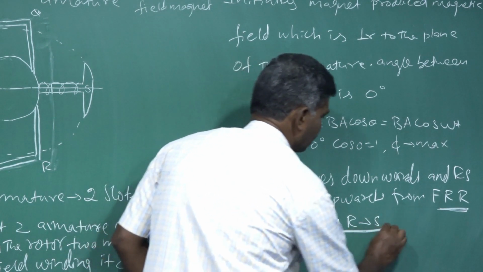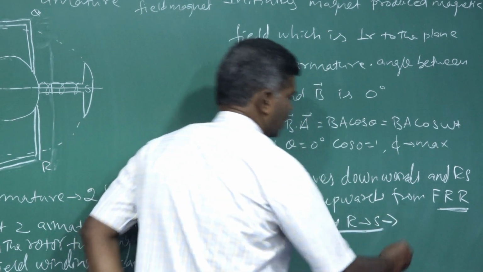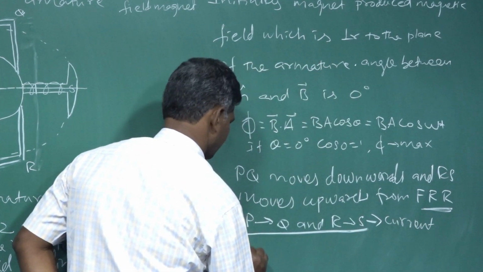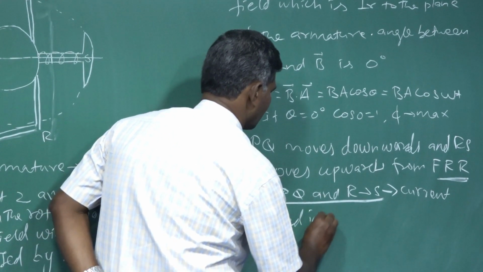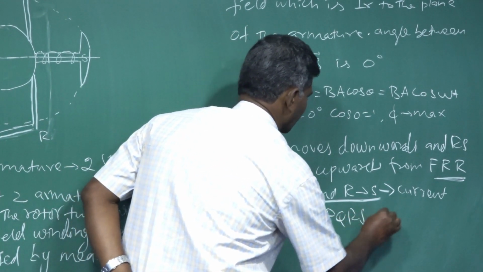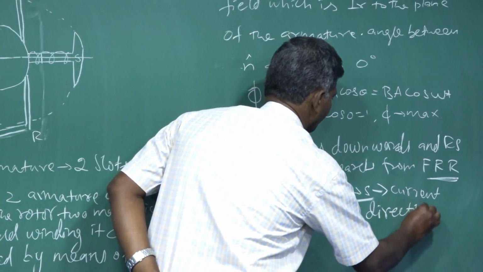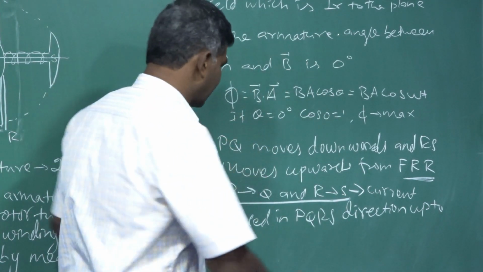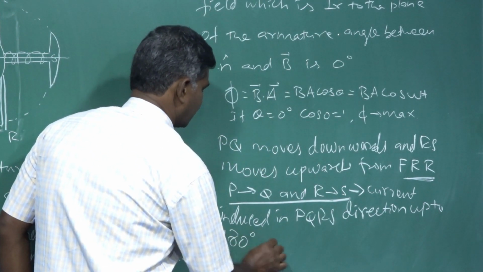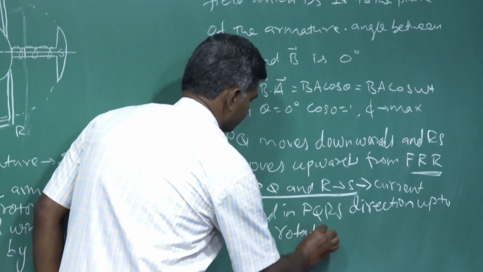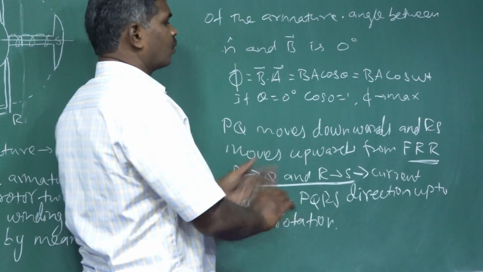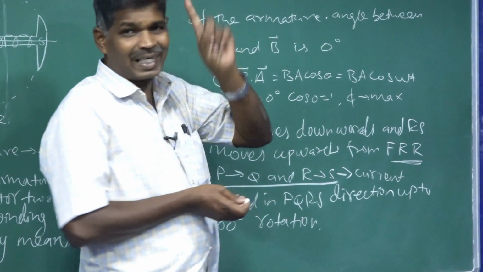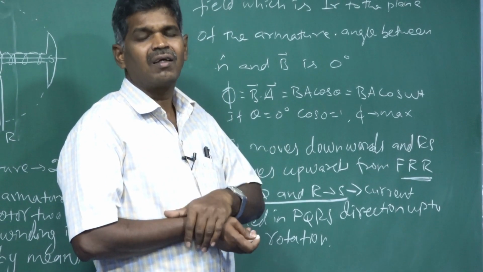So overall, we can mention the current is induced in the PQRS direction up to 180 degree rotation. That we are going to see, because up to that 180 degree rotation, the upper conductor is PQ and the lower conductor is RS.